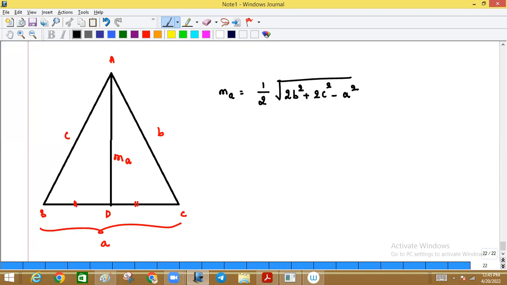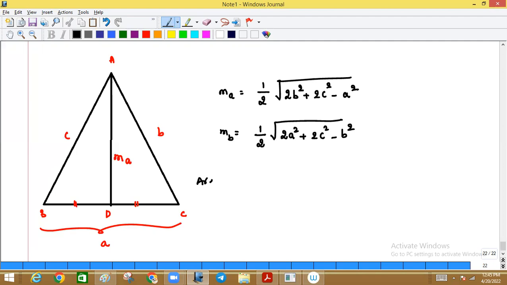If you want MB, median corresponds to the vertex B. Half of, instead of 2b square, 2c square, you take 2a square plus 2c square minus what? B square. Same thing. If I give you one median, you can find out the other median easily, right?